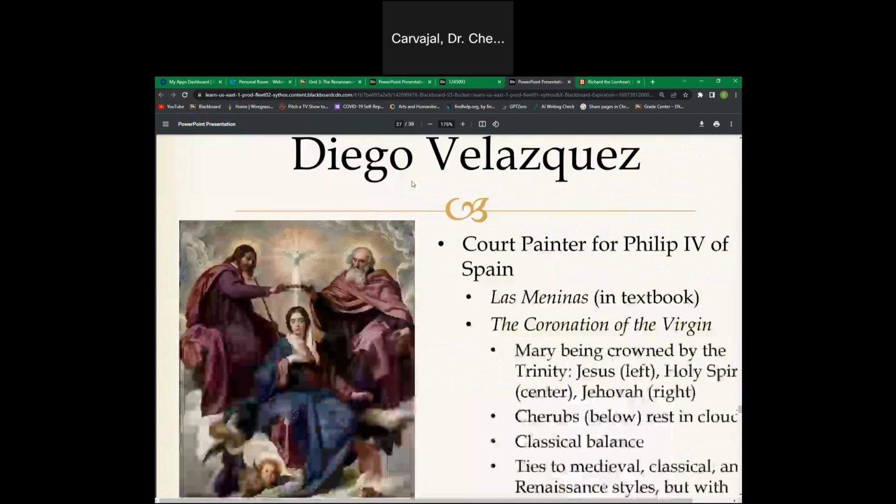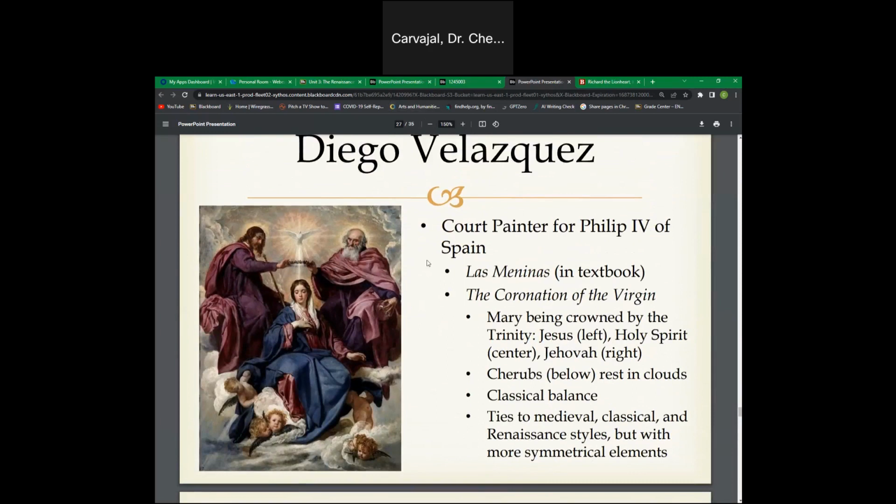Now, her robes are very traditional. She's wearing purple, the royal purple. And then the blue is distinctly for Jesus and Mary. And yet she's being crowned by the Trinity: Jesus, the Holy Spirit in the center, that's signified by the dove, and then Jehovah on the right. So although, that's not the typical presentation of Jesus, perhaps. But she's being, of course, now she's the mom.